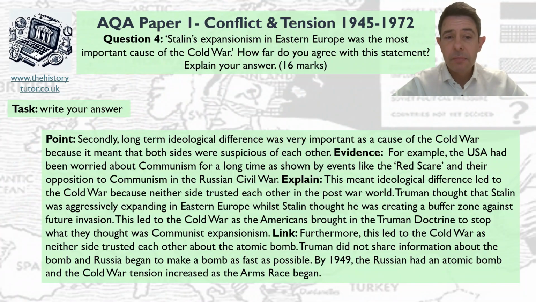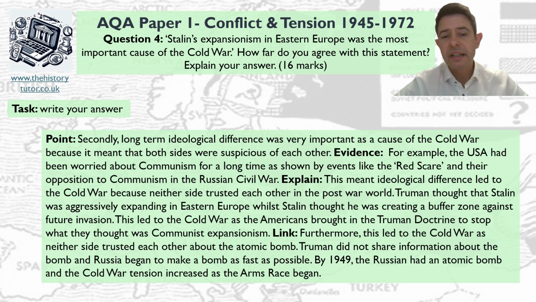Right, so here's my example answer. So secondly, long-term ideological difference was very important as a cause of the Cold War because it meant that both sides were suspicious of each other. Okay, so suspicion grows. For example, the USA had been worried about communism for a long time, as events like the Red Scare and opposition to communism in the Russian Civil War had shown. This meant ideological difference led to Cold War because neither side trusted each other in the post-war world.